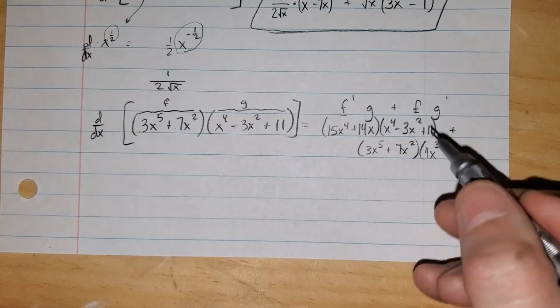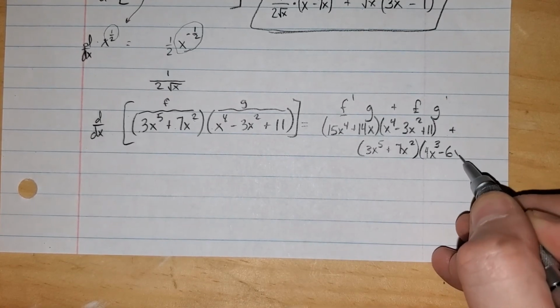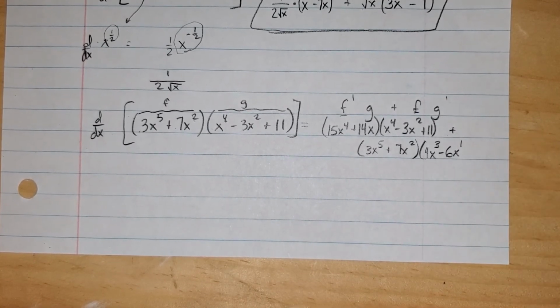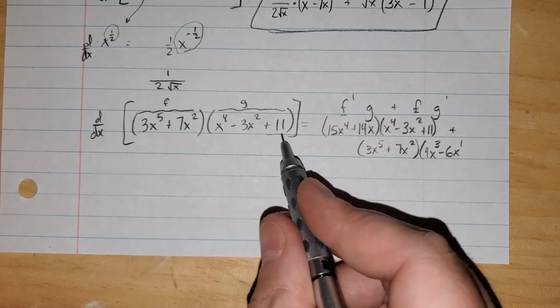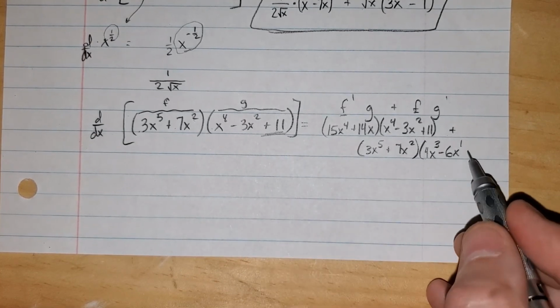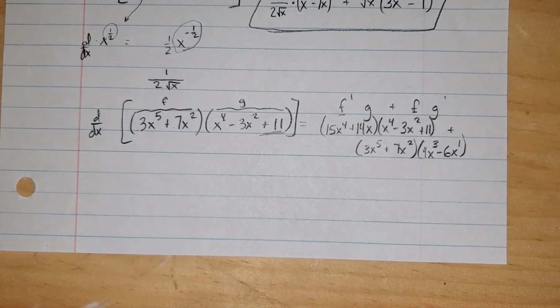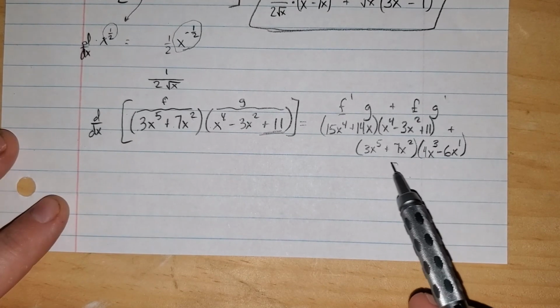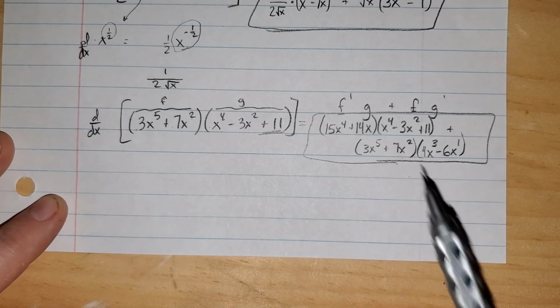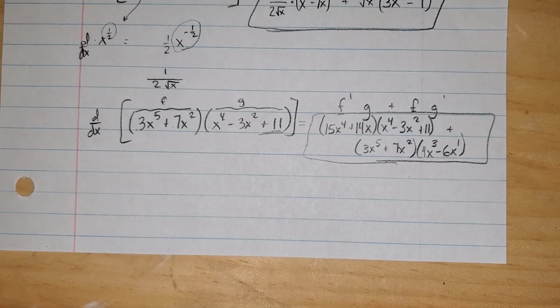3 times 2 will be minus 6. Reduce that by 1, so you get x to the first. And the derivative of a constant is 0. So we stop there. Someone's always going to say to me, do you have to write the 1? Nah, you can if you choose to. You don't have to. And so that would be our derivative at this early stage in a calculus class.